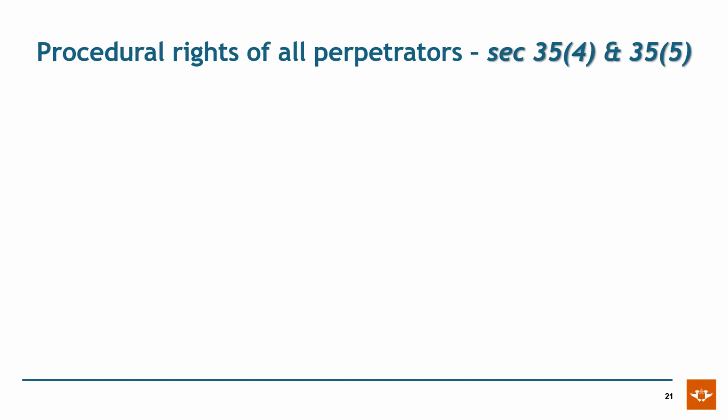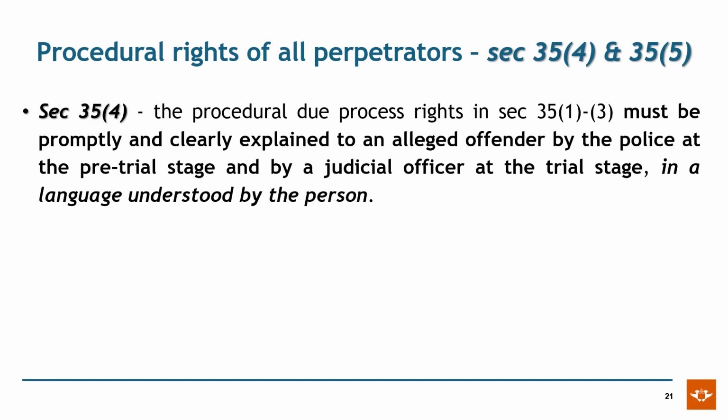In extending the due process rights of an alleged perpetrator, we also need to look at Section 35, subsection 4 and 5. Now, Section 4 effectively says that whenever a person should be told about their rights in Section 35, subsection 1 to subsection 3, whether that is during the pre-trial by a police official or during the trial by a judicial officer, that this information must be promptly and clearly explained to the arrested, detained, or accused person in a language that that person understands. Now, this is very important in South Africa, where we have multiple languages.